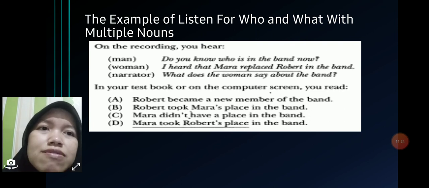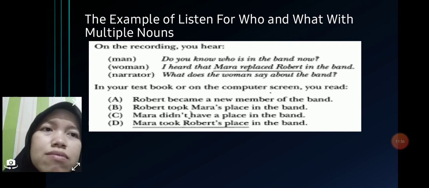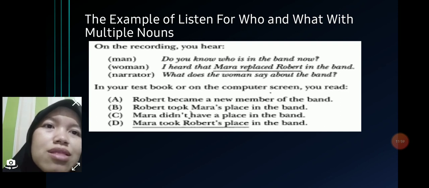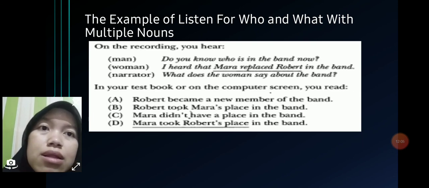For example, like this: "I heard that Mara replaced Robert in the band." Okay, you have to focus on the first noun. Which noun does what? What did Mara do? Okay, you have to check the answer sheet. Which sentence has the same meaning as this sentence: "I heard that Mara replaced Robert in the band," like that.